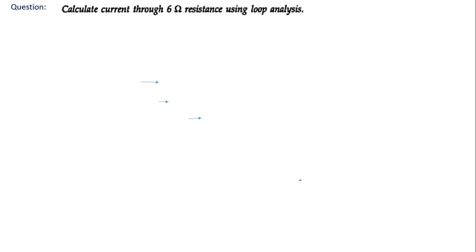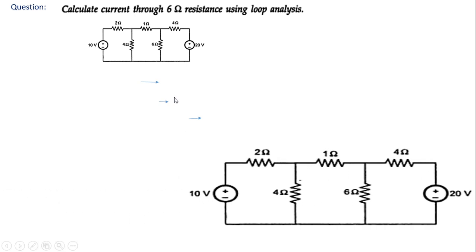I have chosen a problem for loop analysis. Calculate current through 6 ohm resistor using loop analysis. This is the given circuit diagram. The given circuit consists of 3 closed loops and 2 voltage sources. One is 10 volt, another one is 20 volt.